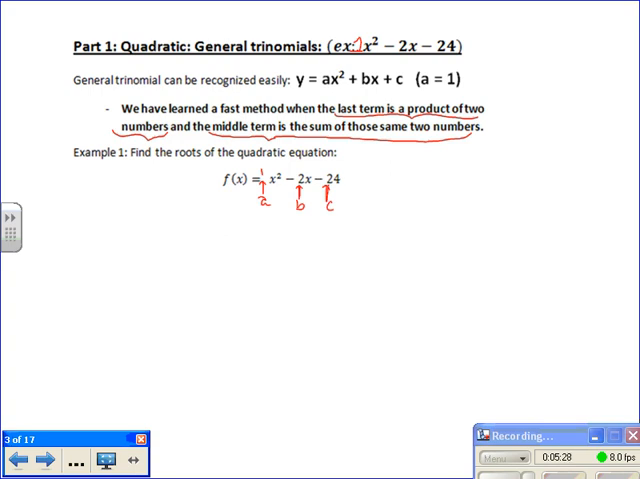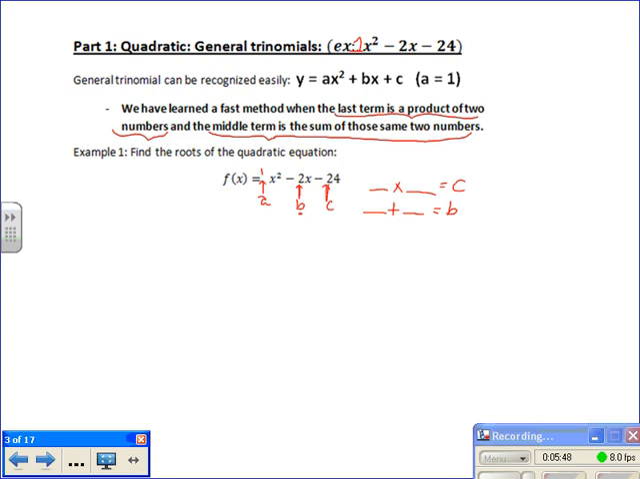We're looking for two numbers that when multiplied together give us that last term, they're equal to c. And those same two numbers have to add together to give us that middle term b. So that's what we're looking for. Let's go ahead and try this one out.